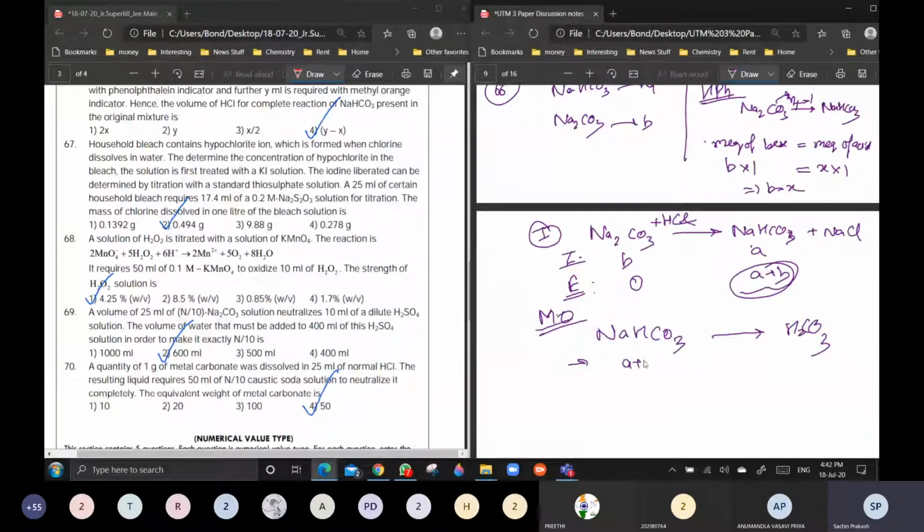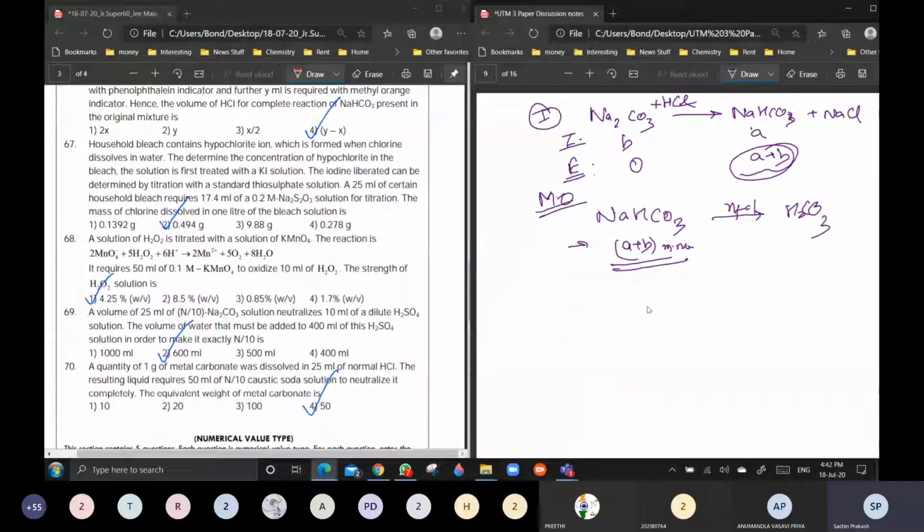You have A plus B millimoles. So this will be the milliequivalence of base. N factor here will be 1 only because it is only taking 1 H plus. So A plus B into 1 will be equal to Y into 1 normal. So you see A plus B is equal to Y, or A will be Y minus B, which is Y minus X. So I think they are asking the number of millimoles of NaHCO3.